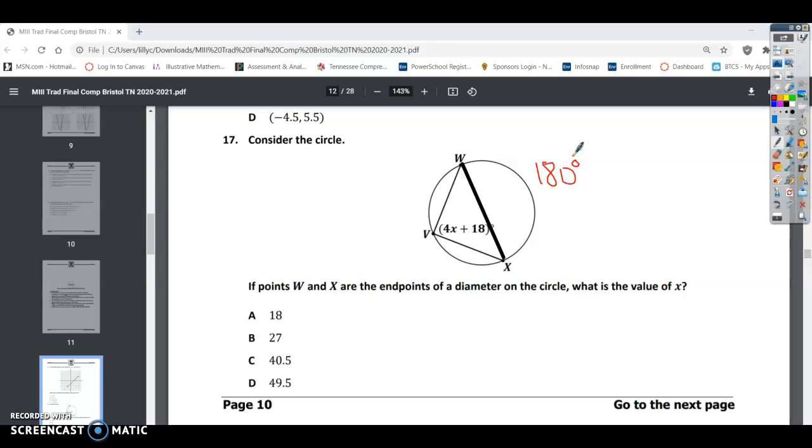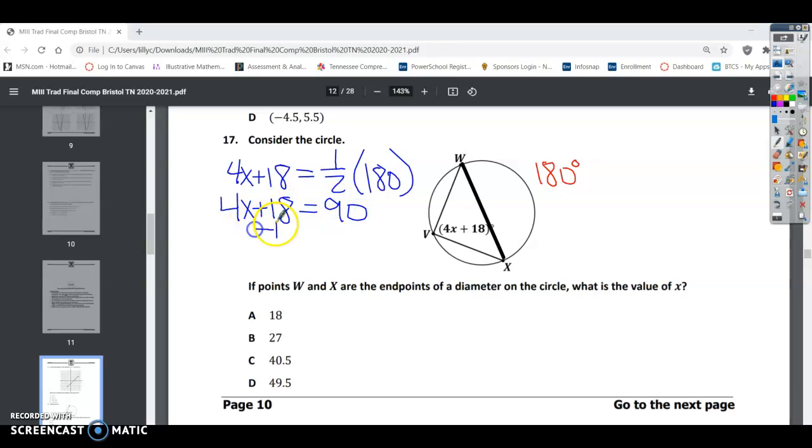what x is. All right, so we know that this is an inscribed angle, and we know that an inscribed angle is going to be half of the arc measure. So we can set this up. So let's set this up as 4x plus 18 is equal to half of 180. So 4x plus 18 equals 90.